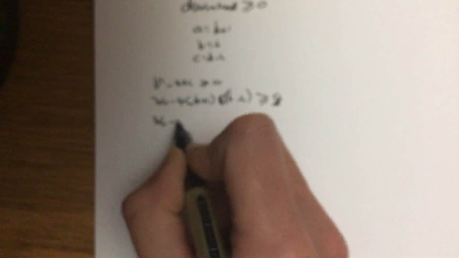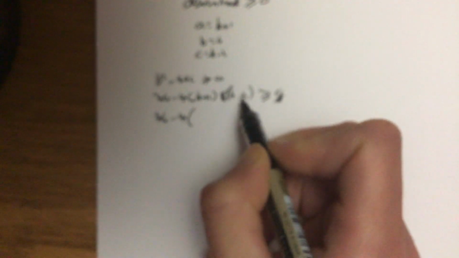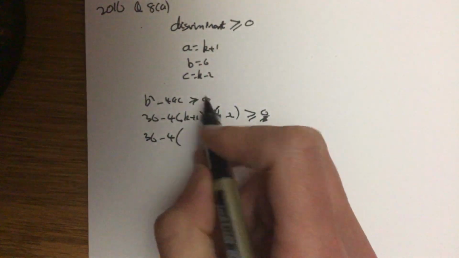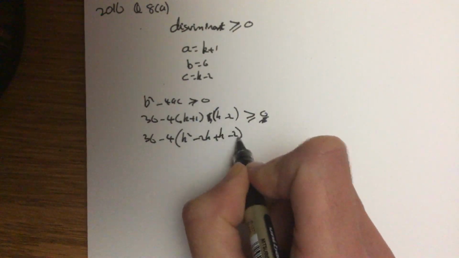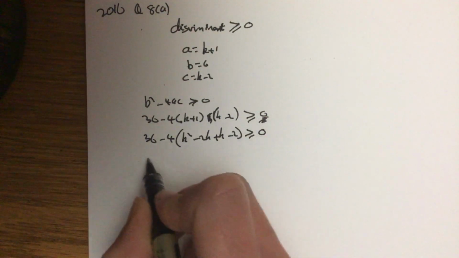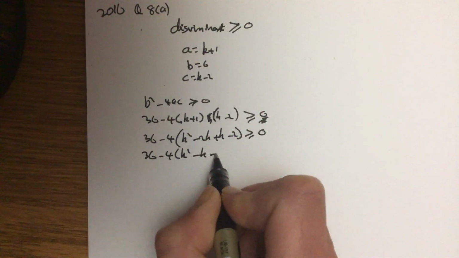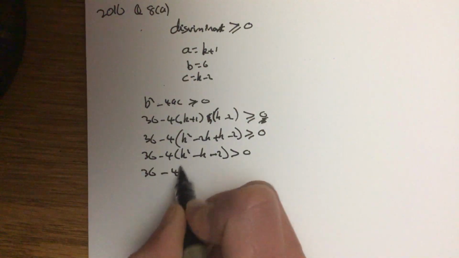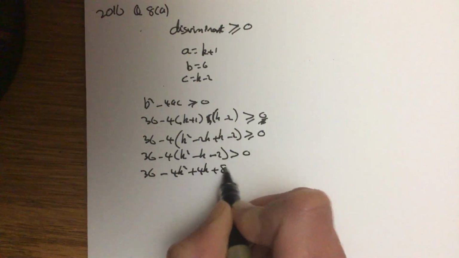Now multiplying out this bracket, I'll do the brackets first and then come back for the minus 4. So it's k squared, let's come back in again. So there we go. So k squared minus 2k, add k, minus 2, greater than or equal to 0. So tidying up this bracket, minus 4, k squared, minus k, minus 2, greater than 0. Now I'm going to take my minus 4 through. Minus 4k squared plus 4k plus 8 greater than 0.